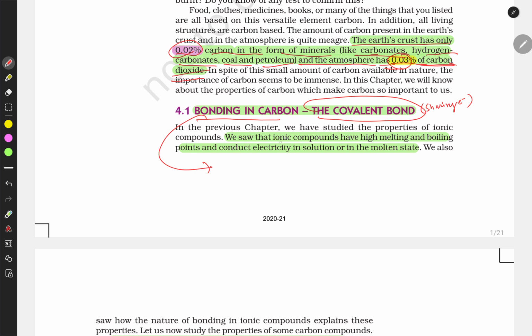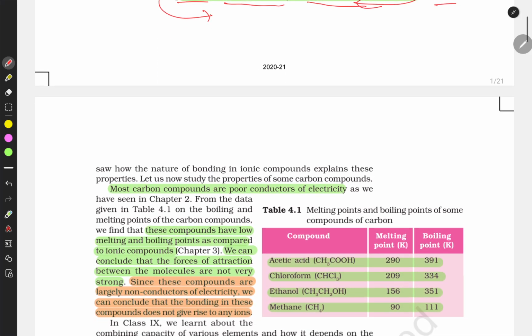So we saw that ionic compounds have high melting and boiling points and conduct electricity in solution or in a molten state. These are the properties of ionic compounds. We also saw how the nature of bonding in ionic compounds explains these properties. And let us now study the properties of carbon compounds.